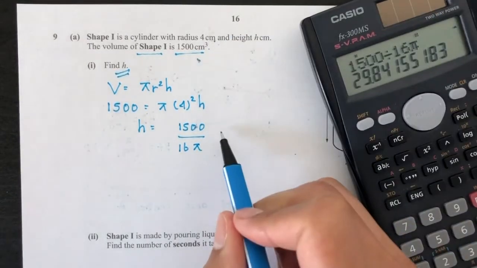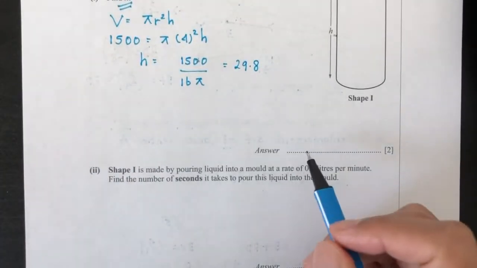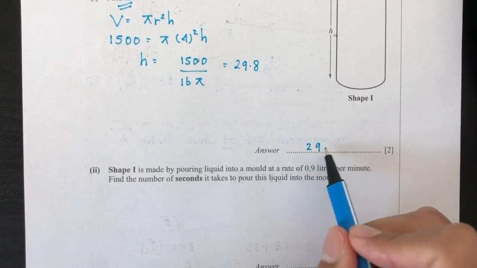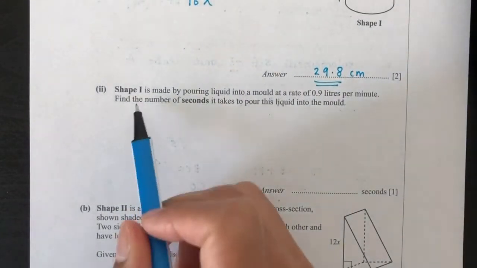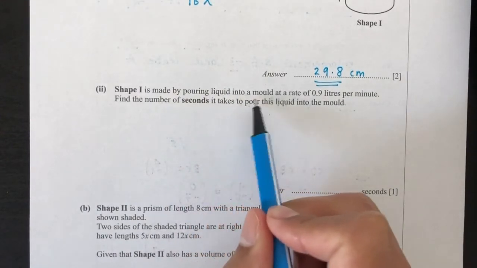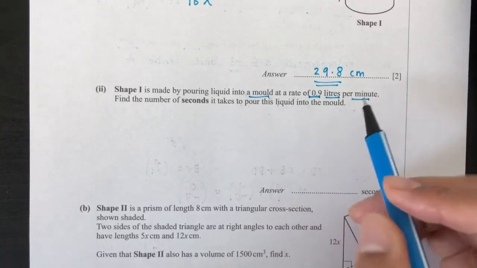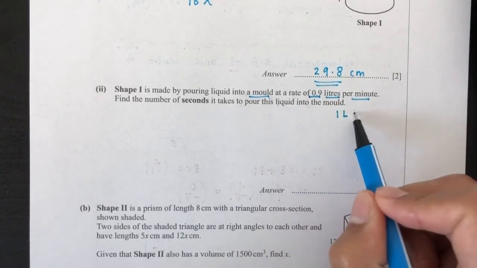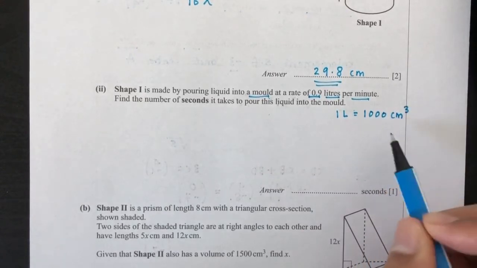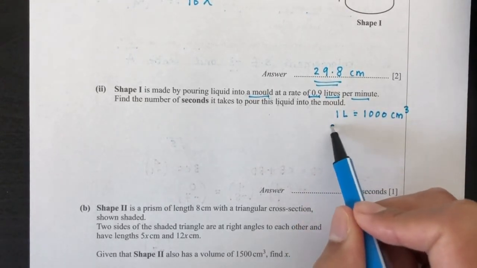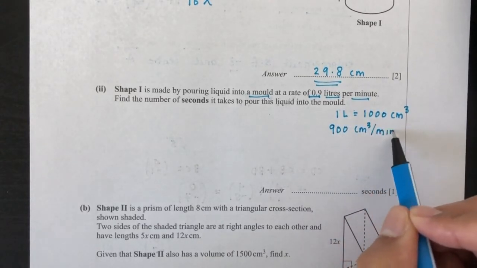That will be 29.8. Correct to 3SF, so your height will be 29.8 centimeters. Now for part 2, shape 1 is made by pouring liquid into a mold at the rate of 0.9 liters per minute. So what is 1 liter? It is 1000 centimeter cube. So 0.9 will be 900 centimeter cube per minute.